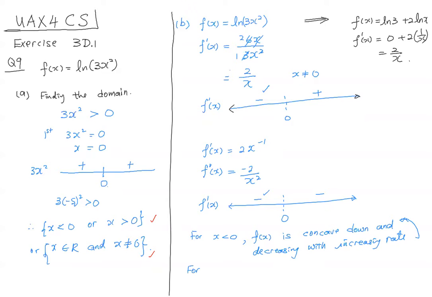For x greater than 0, f(x) is, okay, Chokan. f(x) is stationary.